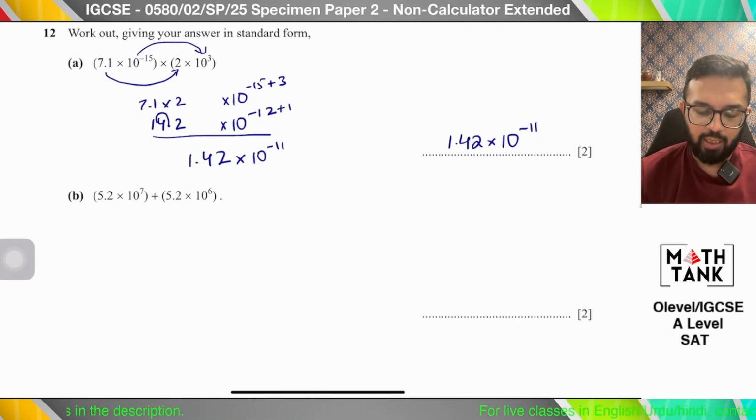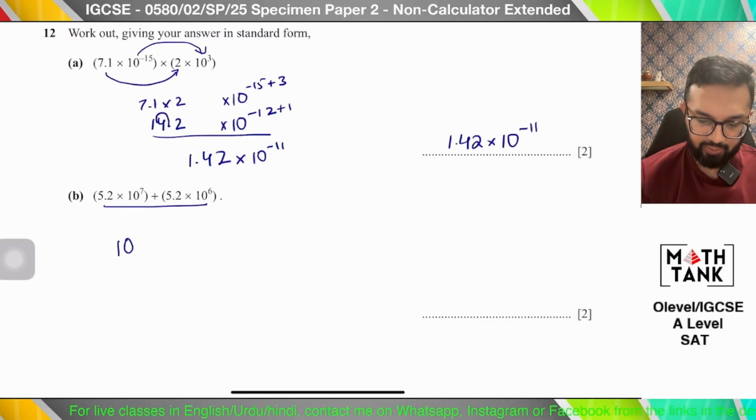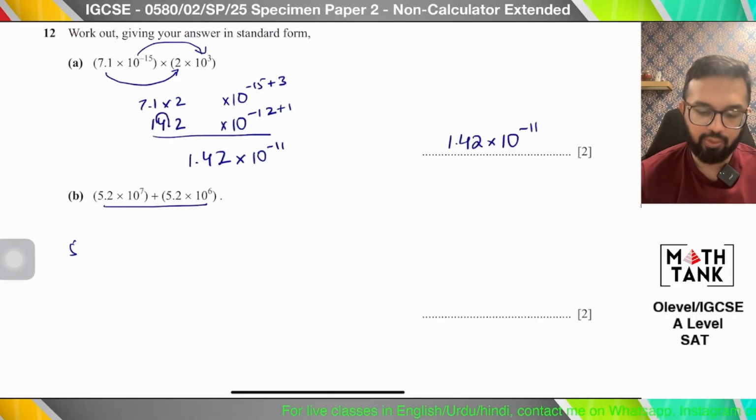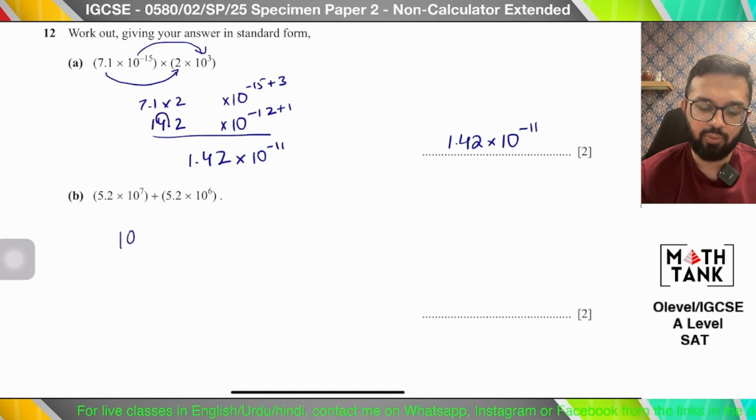Okay, then for addition, what you simply try to do is you try to figure out what's common between these two. I see 10 power 6, and although 5.2 is also common, so 5.2 into 10 power 6, that's common. So what am I left with? I'm left with 10 plus 1. Oh, that's going to mess it up. So okay, let's try to do with just 10 power 6 common.